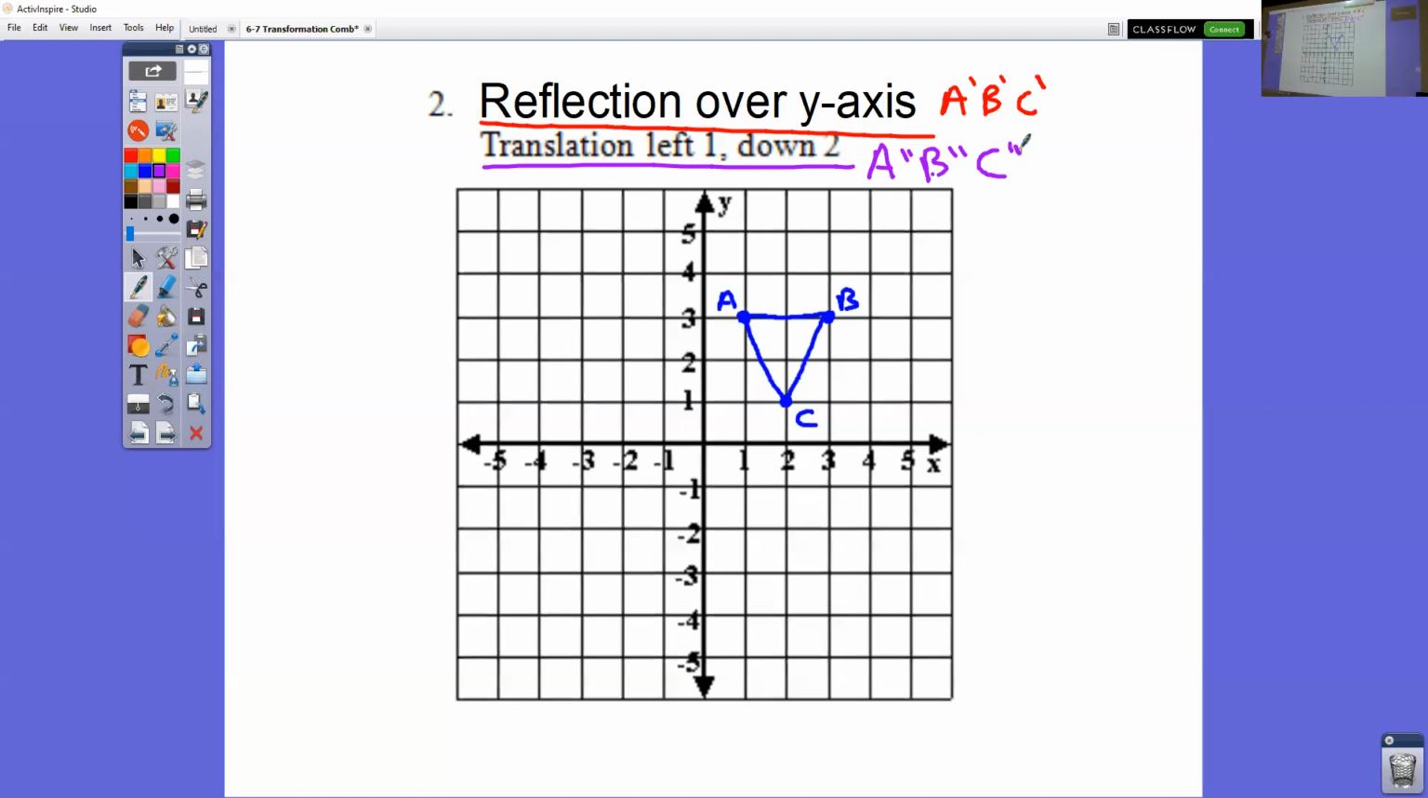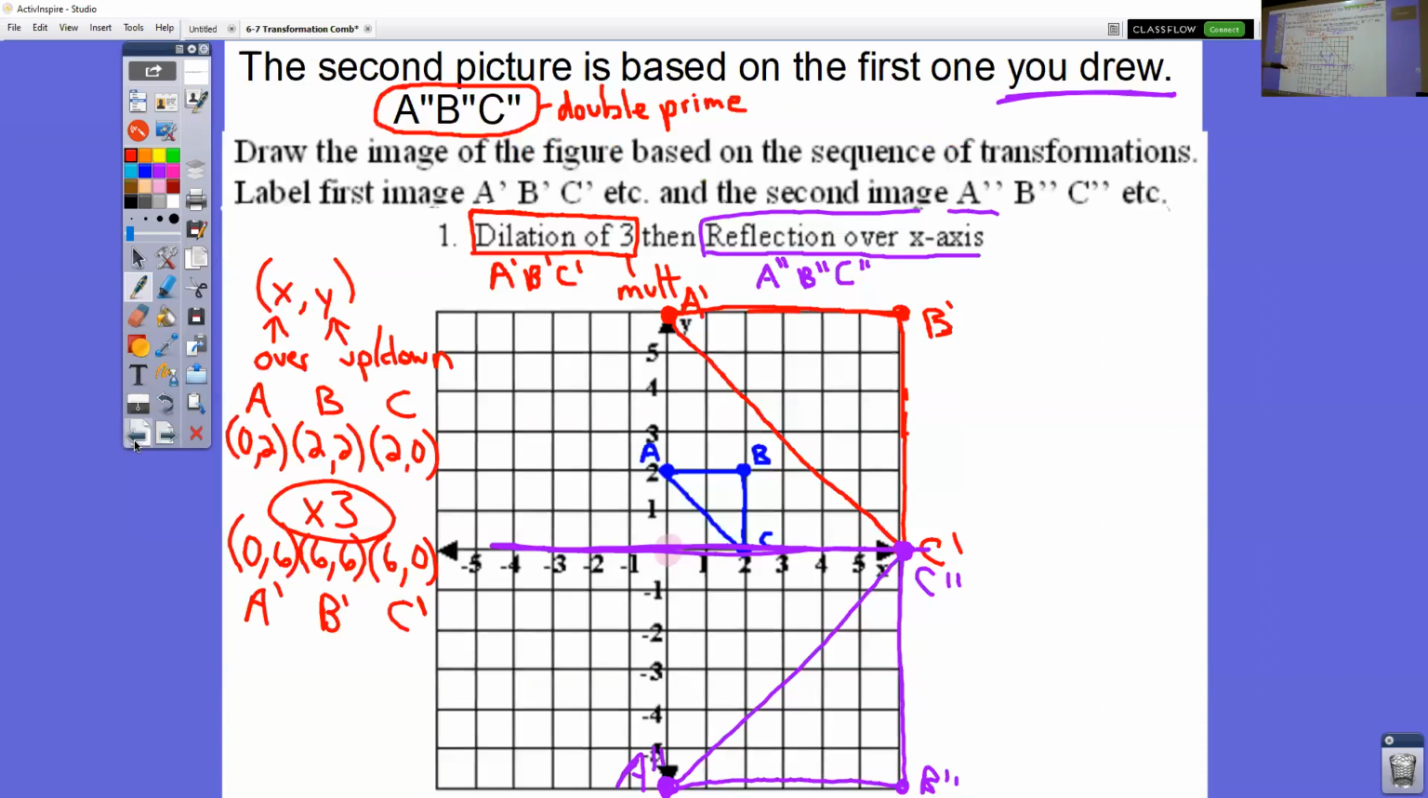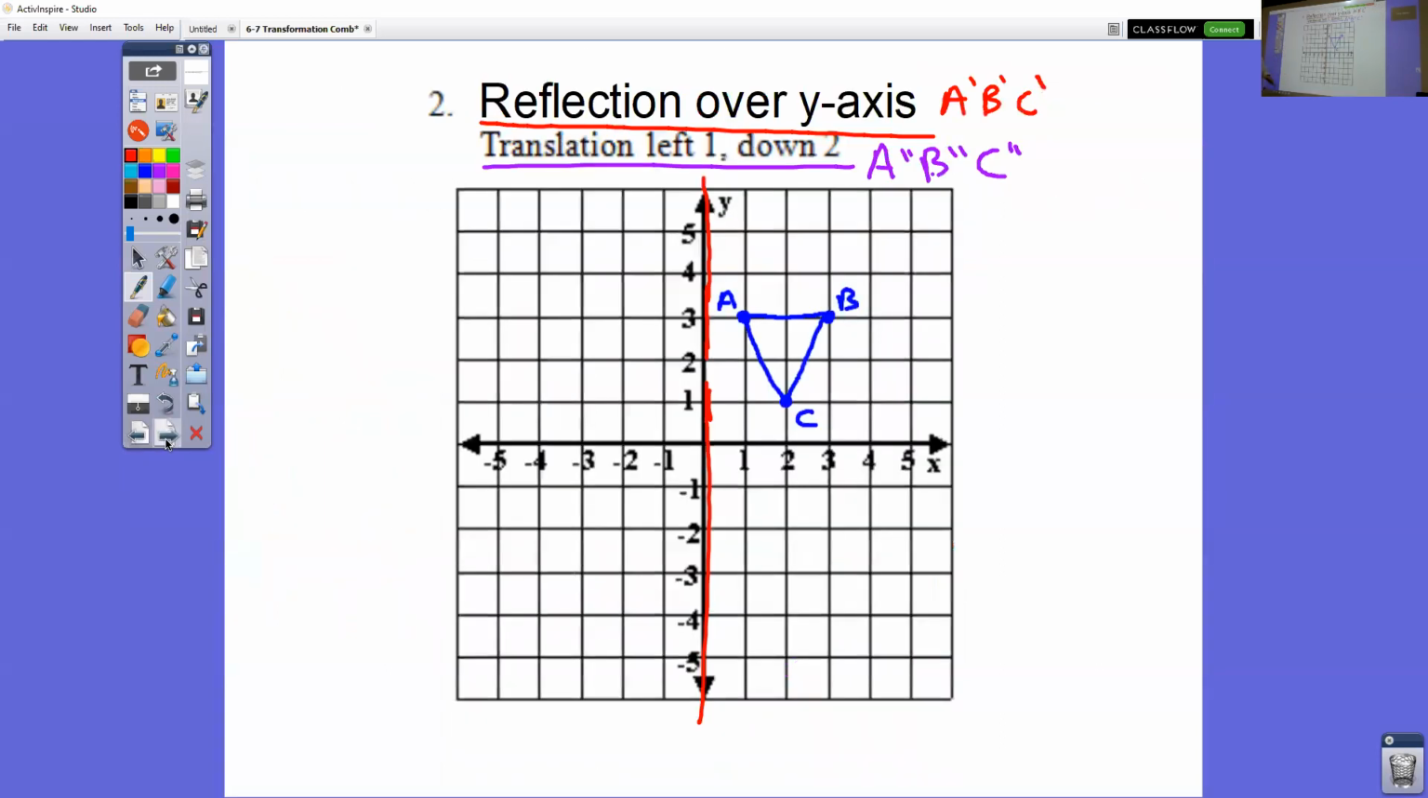So taking a look at our single prime, we have to do a reflection over the y-axis. Here is our y-axis. When you go to do a reflection, you have to count how many places to it and count that same number away from it. I don't need to do my coordinates like I did in the previous question. I only did these coordinates in the previous question because I had to do a dilation. So you needed to do those. Here, I don't need to do the coordinates. I'm just doing a reflection over the y-axis.